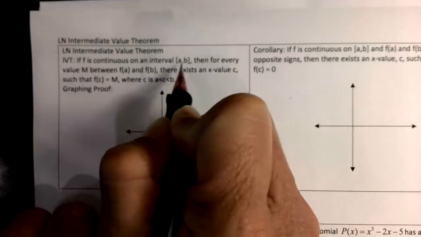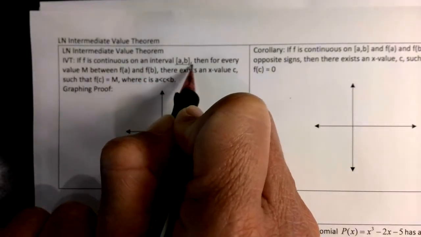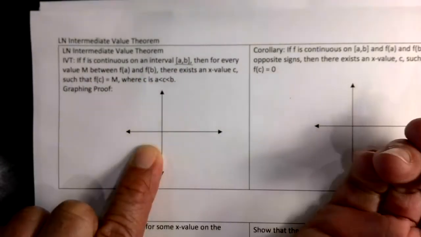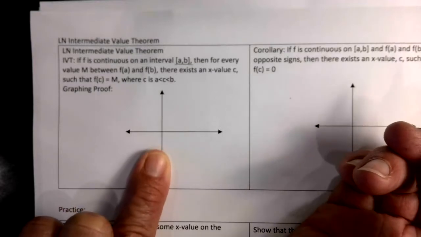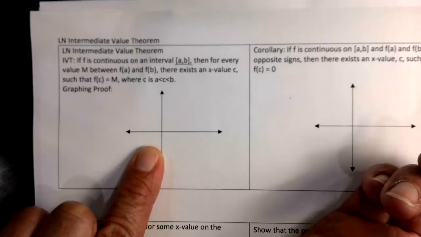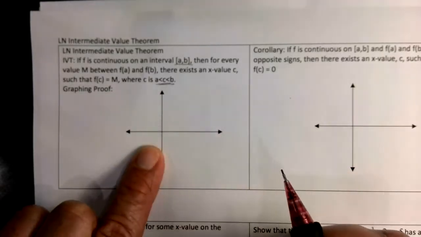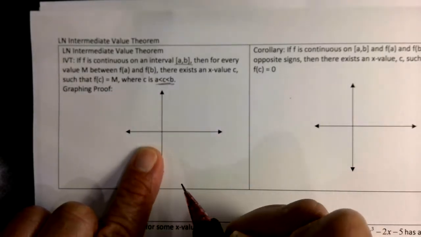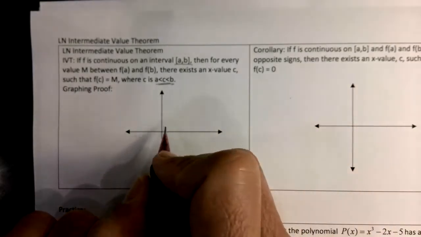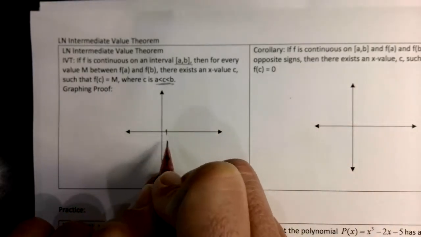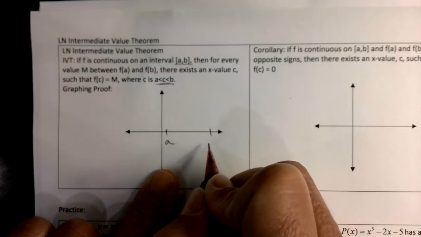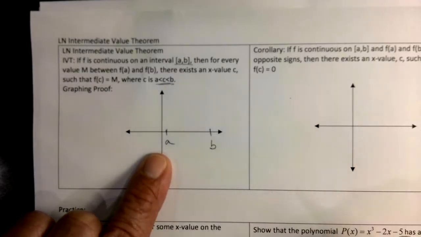So f is continuous on an interval from a to b. So this is an x interval. I need you to go on the x-axis and find a and b, and it doesn't matter where you put them. For ease, because of where we're hitting down here at the end, I'm going to put a less than b. They can both be on the same side. They don't have to be. So I'll grab a and I'll grab b.